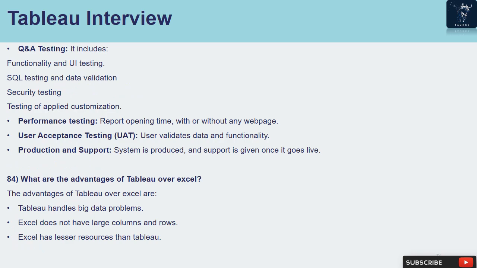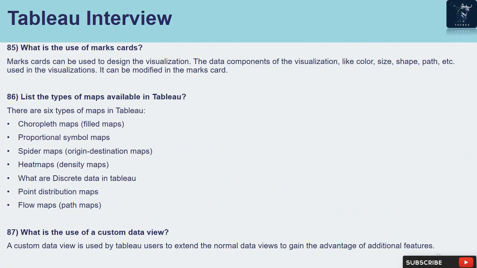84. What are the advantages of Tableau over Excel? The advantages of Tableau over Excel are: Tableau handles big data problems. Excel does not have large columns and rows. Excel has lesser resources than Tableau. 85. What is the use of marks cards? Marks cards can be used to design the visualization. The data components of the visualization, like color, size, shape, path, etc., used in the visualizations can be modified in the marks card.